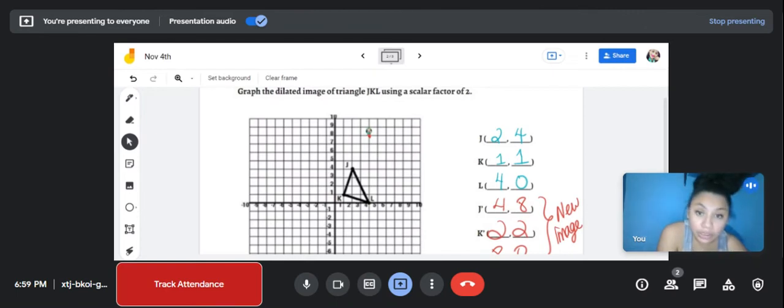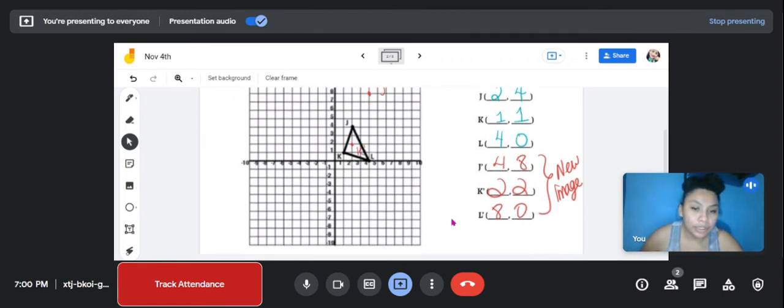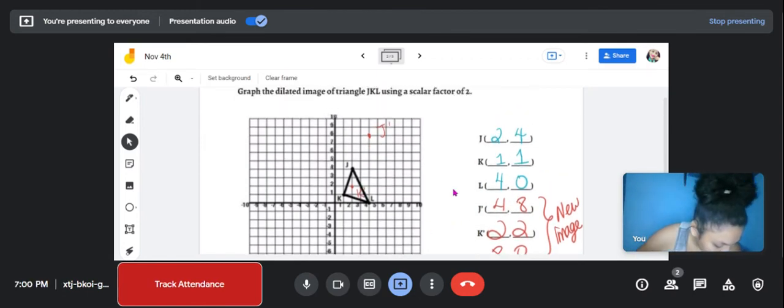I hope you guys can see that little dot that I'm doing there. And then this is going to be J1. Then I have 2, 2. K is 2, 2. So I find 2, 2 and it's right here. And this is going to be K1. And then my last point is 8, 0. 8, 0 is 8 on the X, right there, and 0 on the Y. And this is going to be L1.